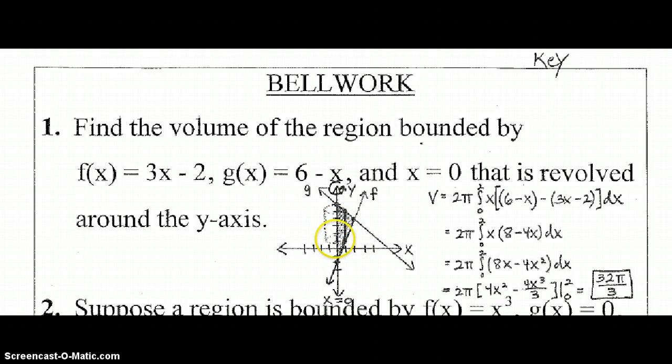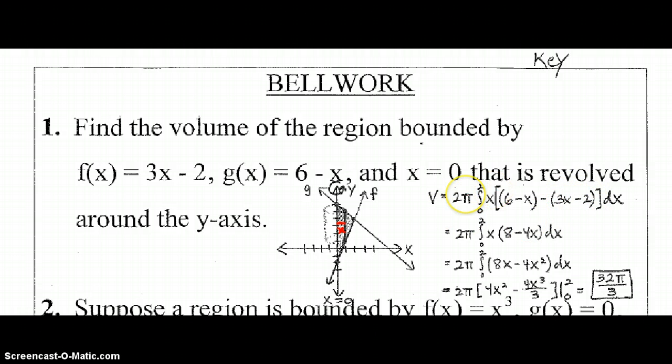Our radius is pretty simple in this case. I'll draw it in here, but it is from any arbitrary cross-section back to the region we're revolving around. So because it's coming right back to the y-axis, that is a radius of x. And our height is simply the upper function minus the lower function, which is where the 6 minus x minus 3x minus 2 comes from.